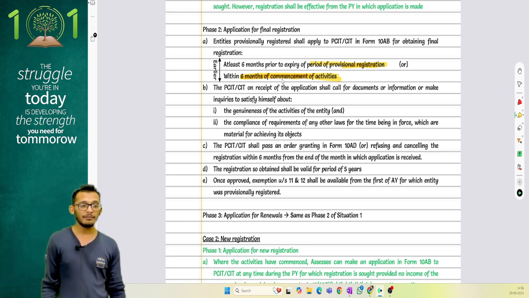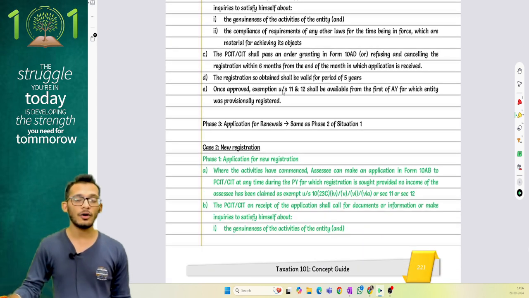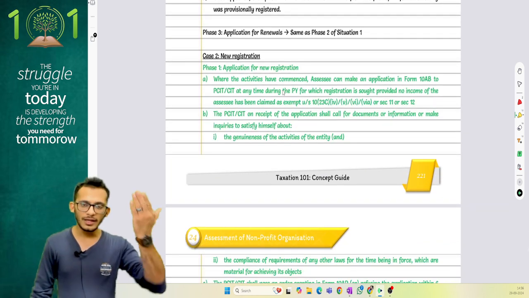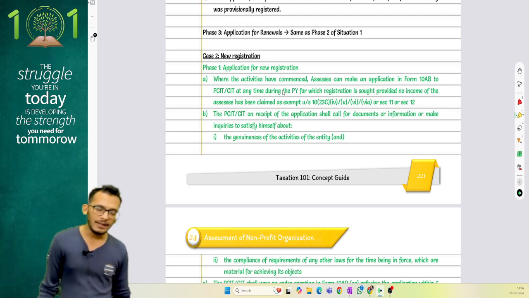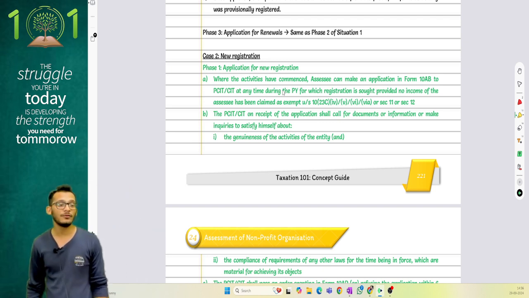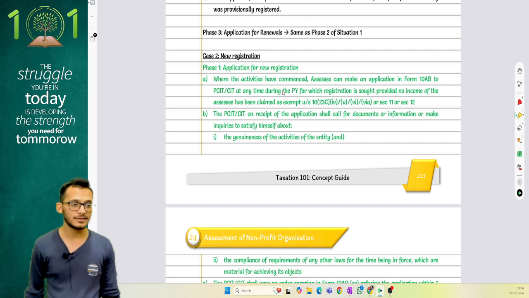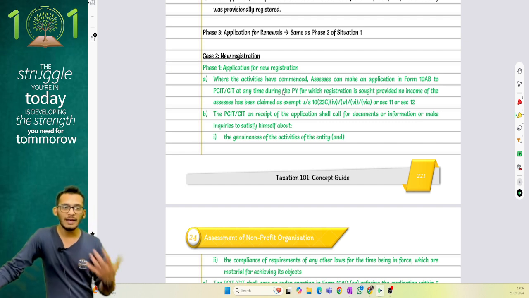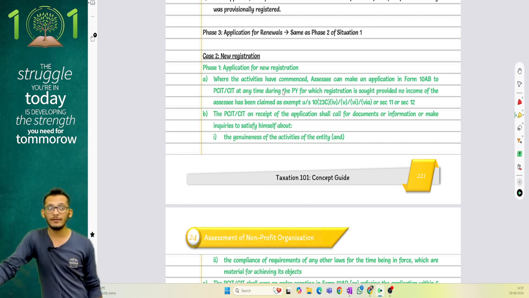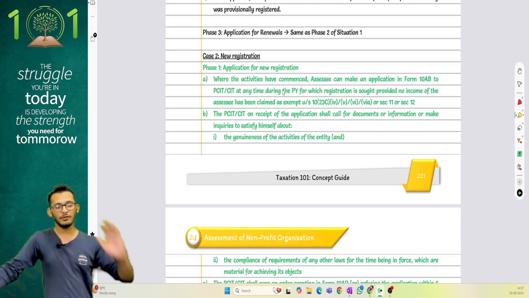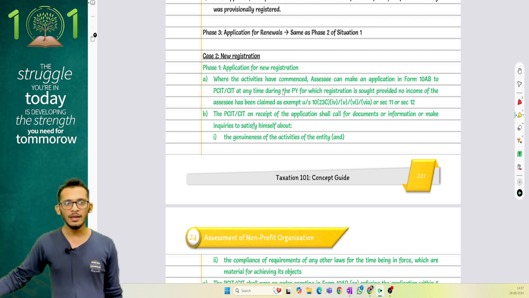But there is a current year amendment. In case you find out that you are already starting to work, meaning when you created the entity itself you were already commencing work, and therefore you didn't have to wait for final registration. In that case, income tax says, let's not wait for any provisionals, because your activities are already commenced, I have the authority to come and check whether you're genuine or not, and therefore I will straightforward grant your final registration.